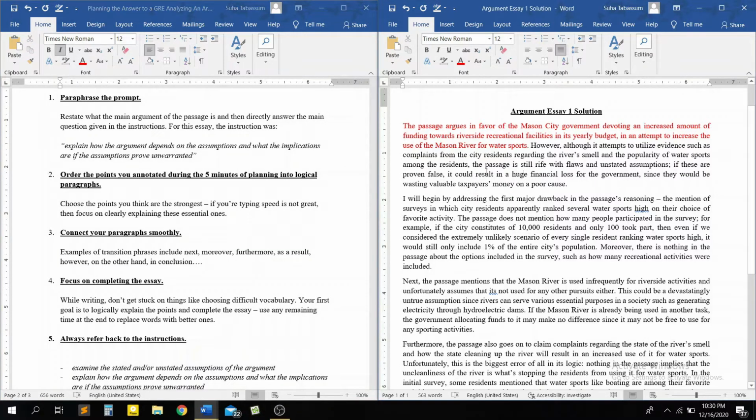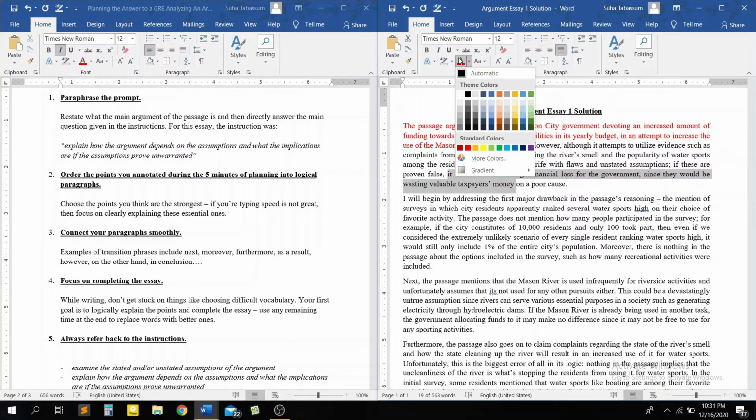And if you think about it for a while, if the assumptions in the passage turn out to be false, and the government still spends money on water sports, then what problems can occur? The government will basically waste their budget money, and the people will still not take part in water sports. So the river will still remain unused for water sports. That's the main problem. So here you can see that if the assumptions are proven false, it could result in a huge financial loss for the government. This is the main implication, since they will be wasting valuable taxpayers' money. And I'm just going to highlight that part in red too.